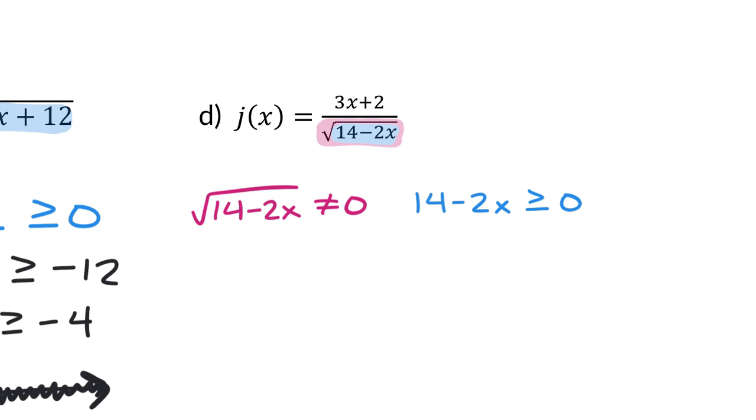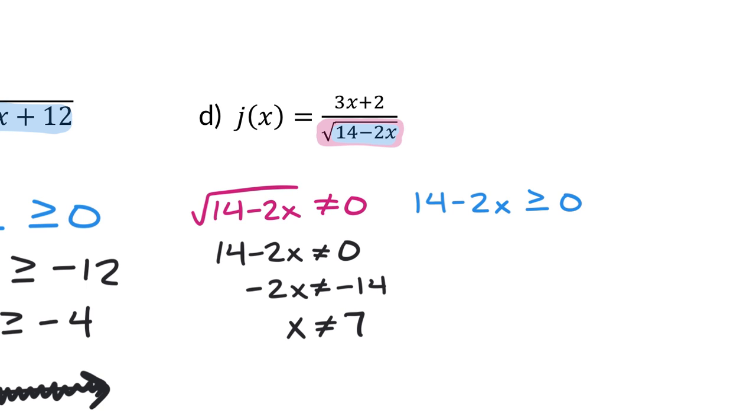To solve the pink thing, I'm going to square both sides, and I have 14 minus 2x cannot be equal to 0 squared, which is 0. Subtract 14 from both sides, so -2x cannot equal -14. And then x cannot equal 7. Okay, I know there's going to be a hole on my number line at 7. But we also need to solve the blue side.